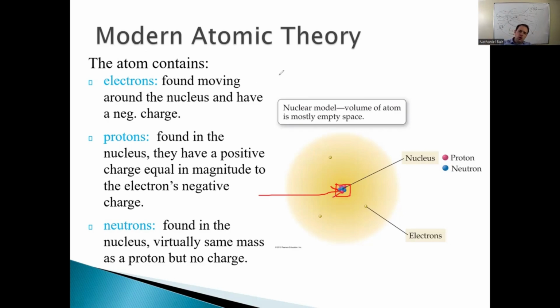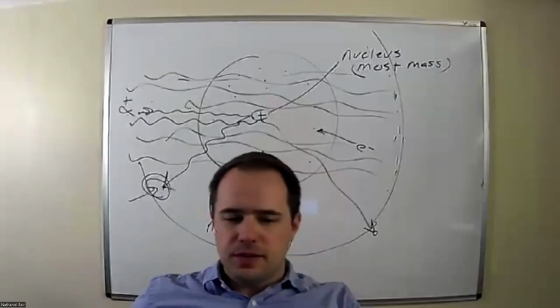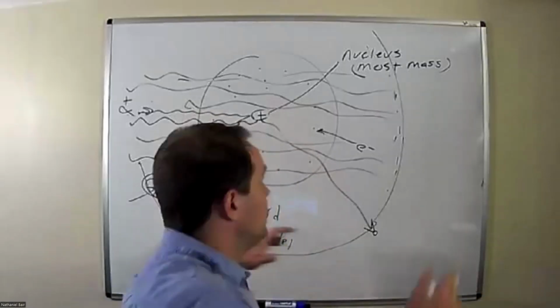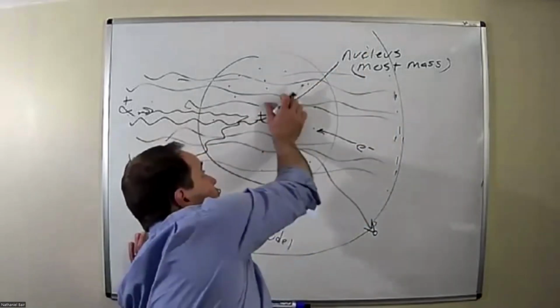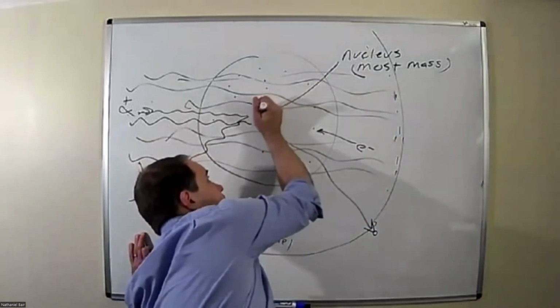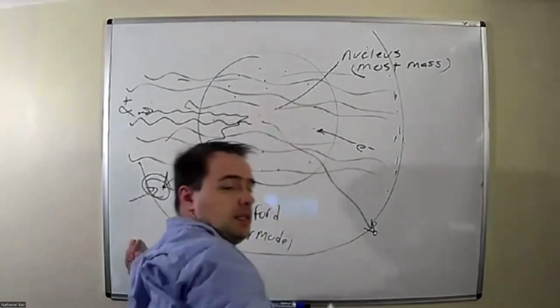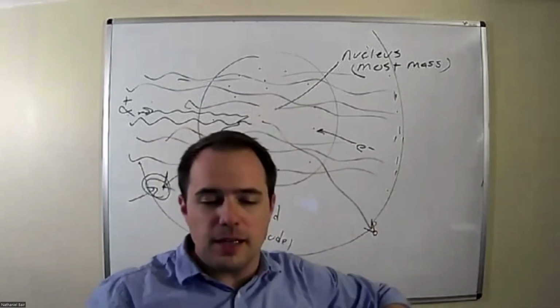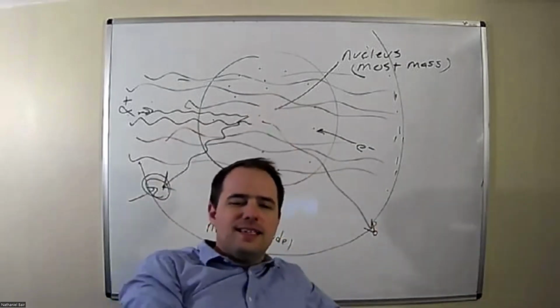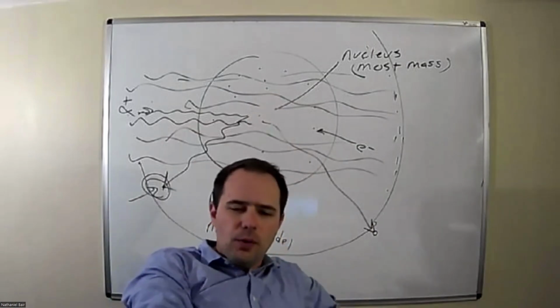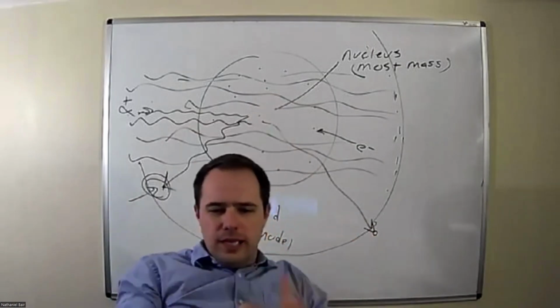If I wanted to draw an atom to scale on this board, I would draw my big atom, and for the nucleus I'd have to get out a magnifying glass to put a little speck down. That's how small the nucleus is. It is insanely small, but that's where all the mass of the atom lives.